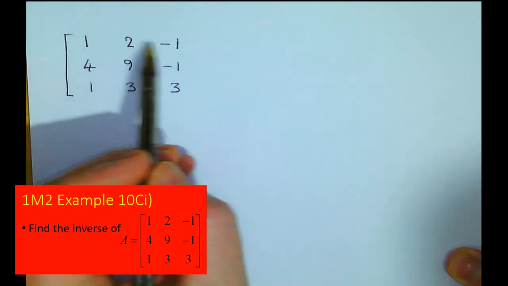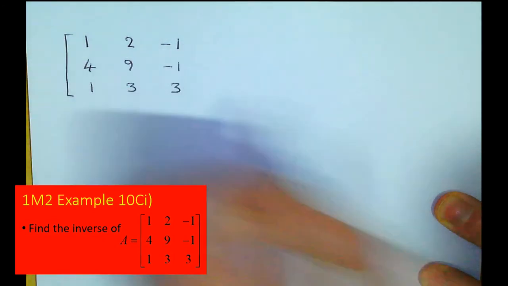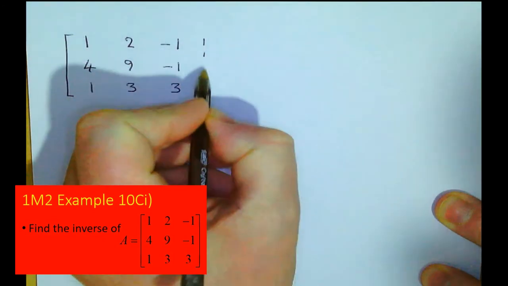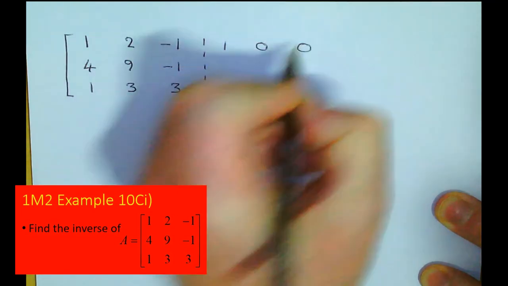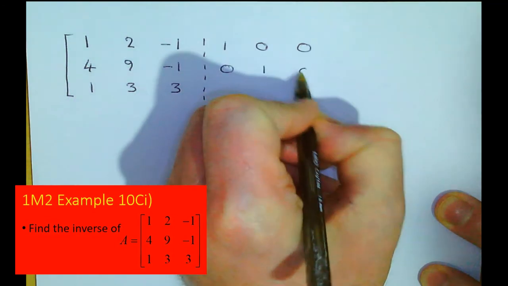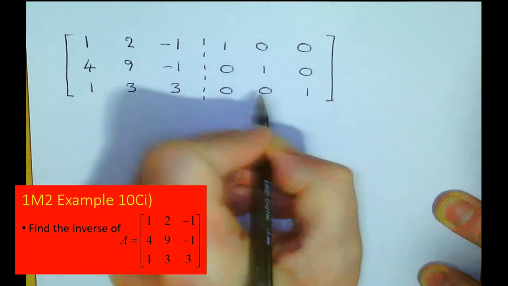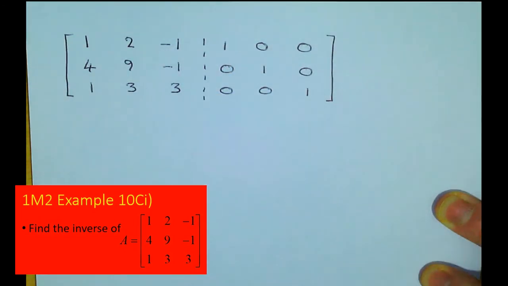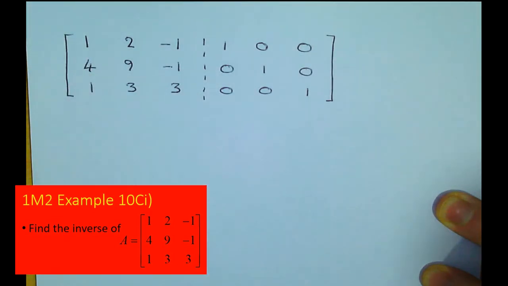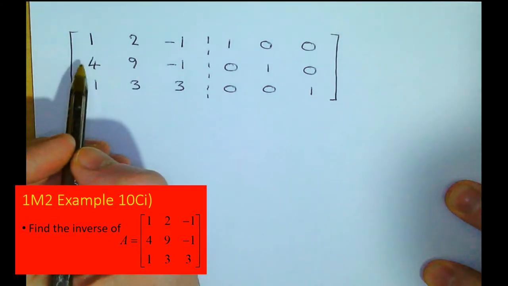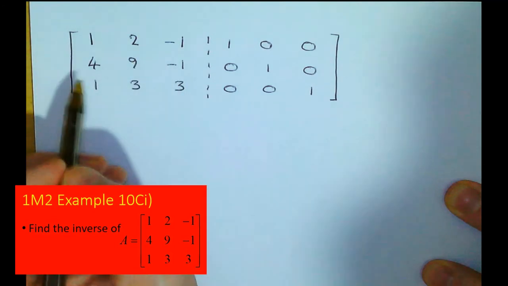So here is the original matrix that we want to find the inverse of. I've deliberately left the right bracket off so that I can add on the identity matrix here, 1 0 0, 0 1 0, 0 0 1. So we've added in the identity matrix here. This is now what we call the augmented matrix. Now we'd like to turn the left-hand side into the identity matrix.